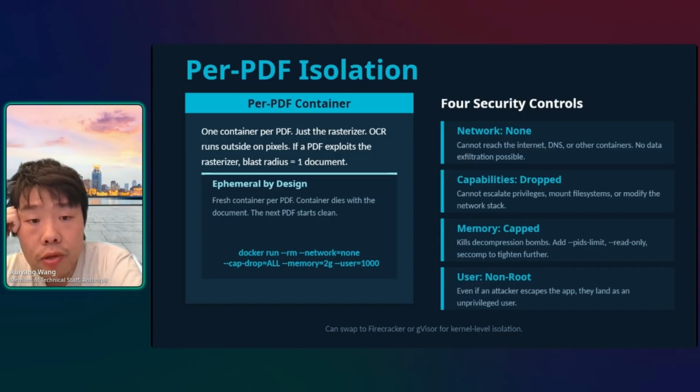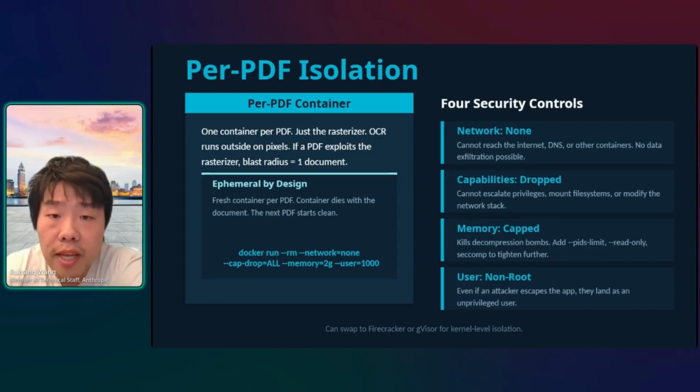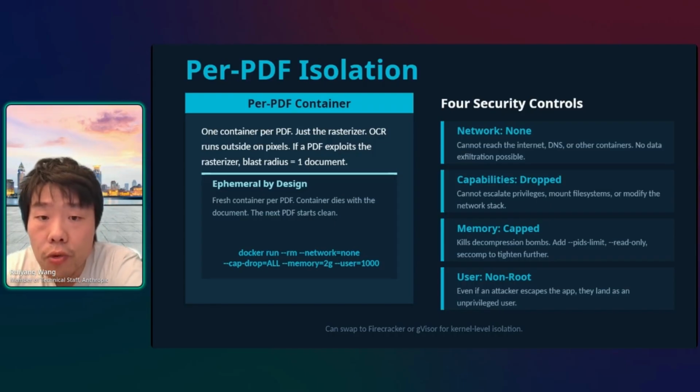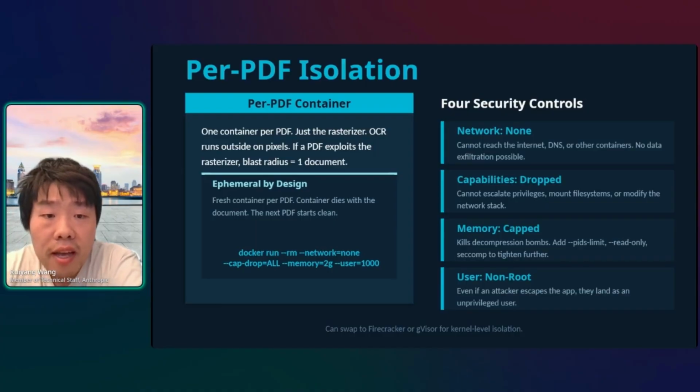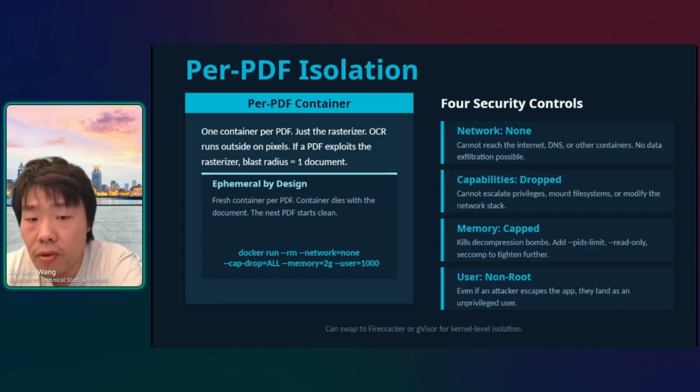And you need to set very strict limitations on your containers. You can have no network, no capabilities, a limited amount of memory because you can still hit a compression bomb, non-root, and everything else. And this will save you from most of the attacks. But still, if you have a kernel level attack, you can go further. You can go with gVisor or Firecracker, depending on your threat model. But mostly, this will work.